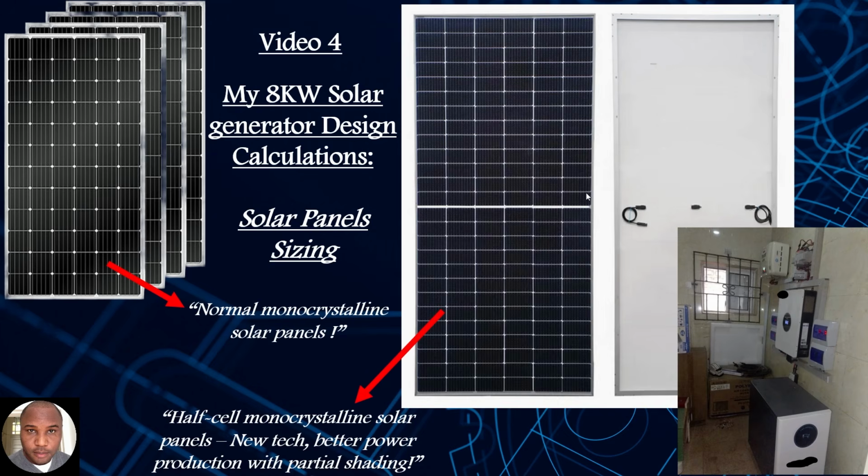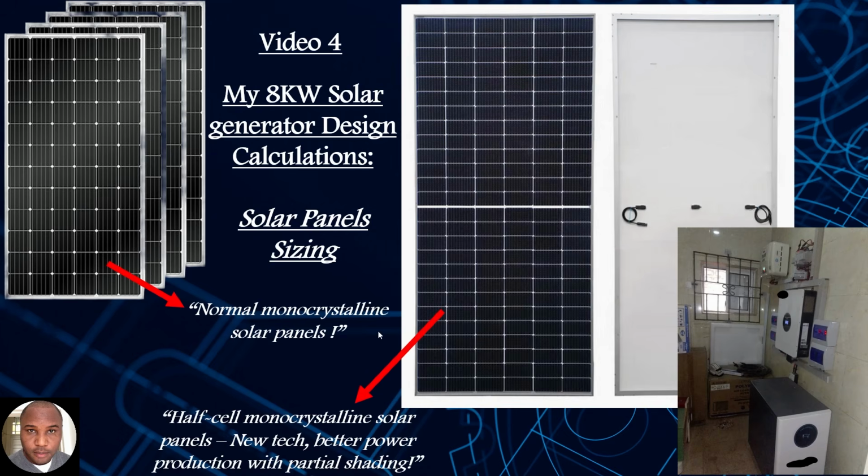It's called half cell because if you look at this cell here, it has been divided into two, and then you have more strips in between. While with the normal monocrystalline, the cells are quite large and the strips in between are large. What makes the half cell monocrystalline solar panels perfect for all PV installations is that the effect of shading does not really affect it.